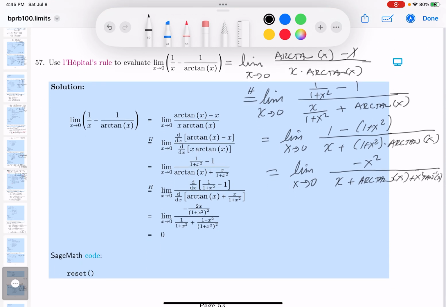By the way, I'm looking at it again. I'm still getting the same loop. The top is 0, and the bottom is still 0. L'Hopital's rule again. Let's see, the top is minus 2x, right? The bottom is 1 plus 1 over 1 plus x squared, and then I'm going to get x squared over 1 plus x squared plus 2x arctangent.